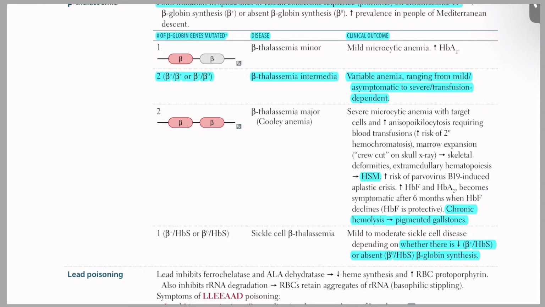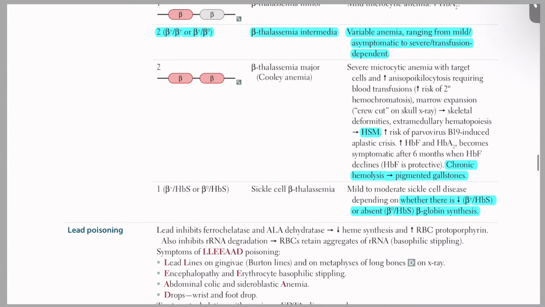For fourth, beta plus HbS or beta 0 HbS: sickle cell beta thalassemia, mild to moderate sickle cell disease, depending on whether there is decreased beta globin synthesis or absent beta globin synthesis.